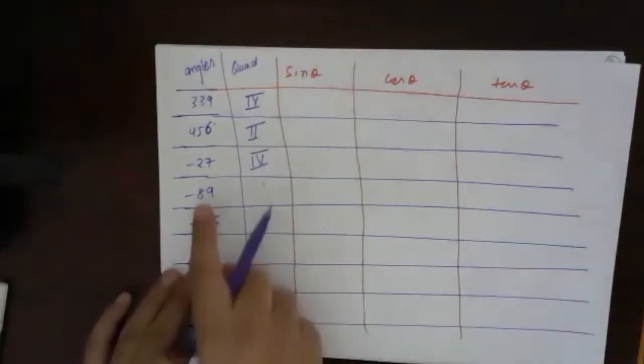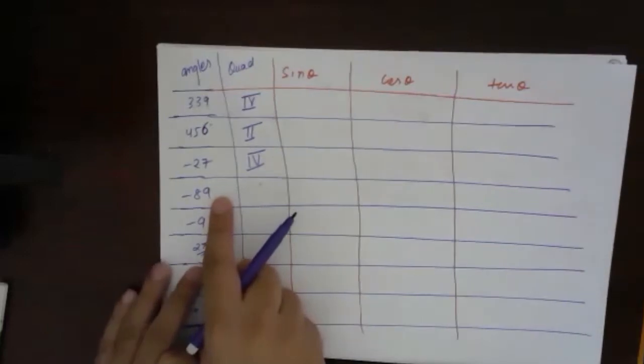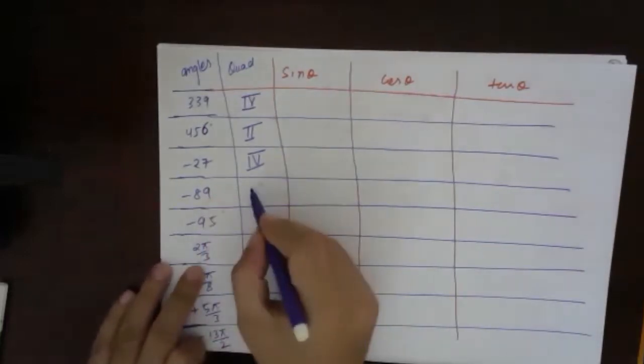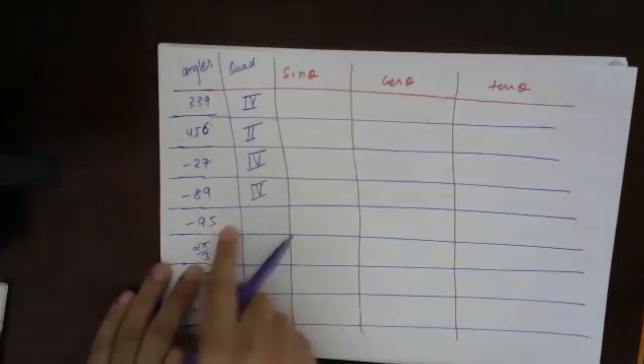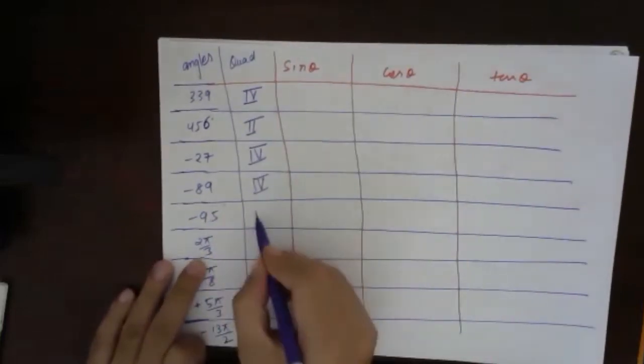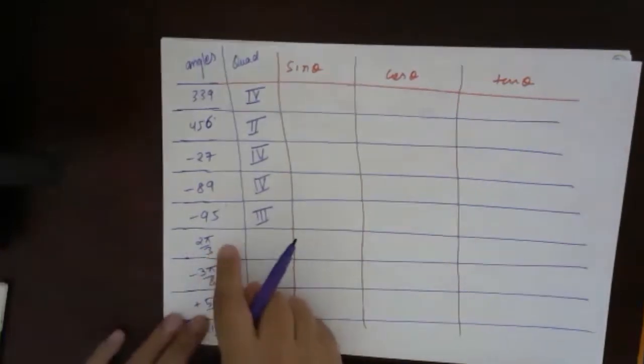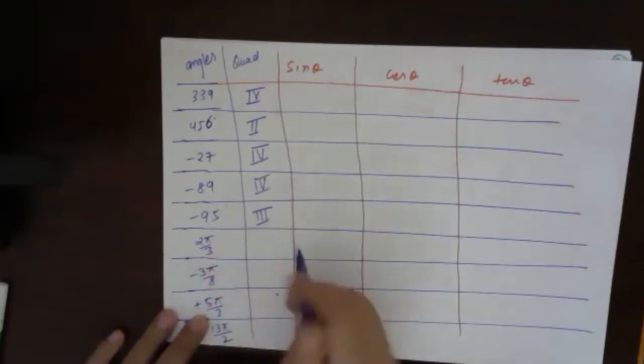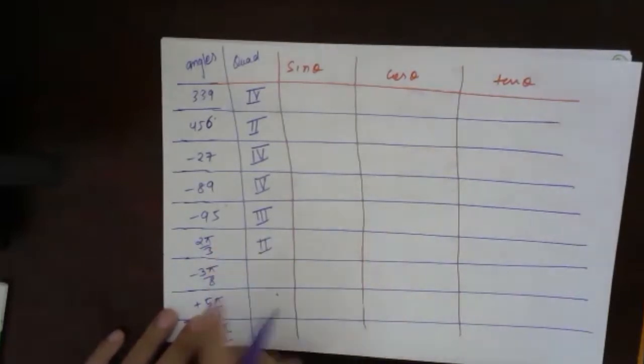Very good, excellent. Minus 89 in which quadrant? Fourth quadrant. Very good. Minus 95 in which quadrant? Third quadrant. Very good. 2 pi by 3 is what angle? 2 pi by 3 is 120 degrees. So which quadrant? Second quadrant. Very good. Minus 3 pi by 8.